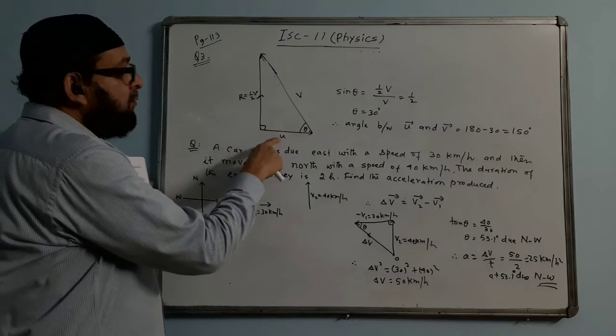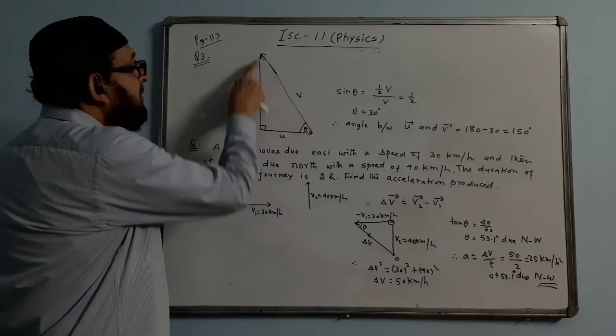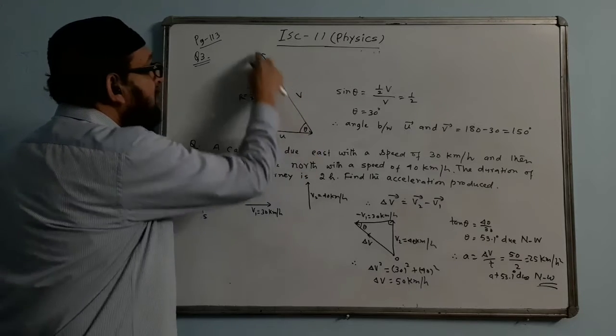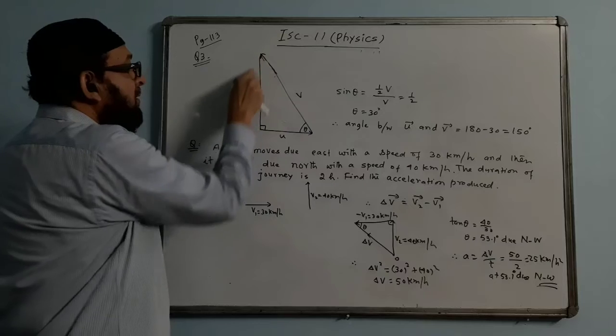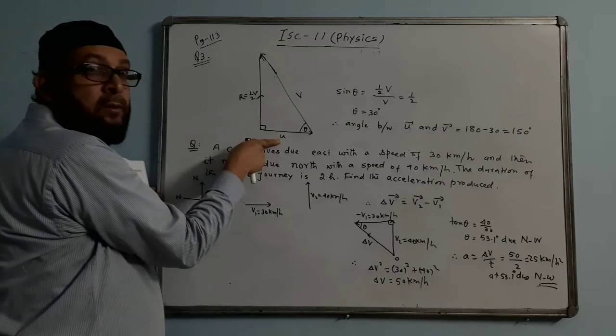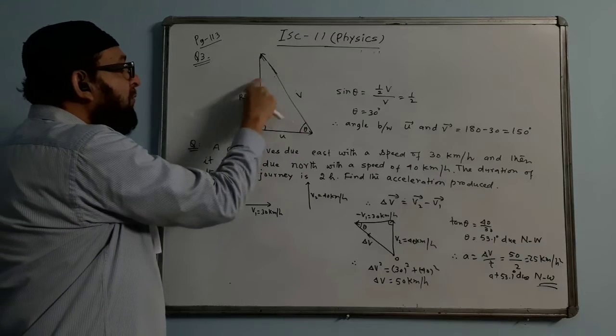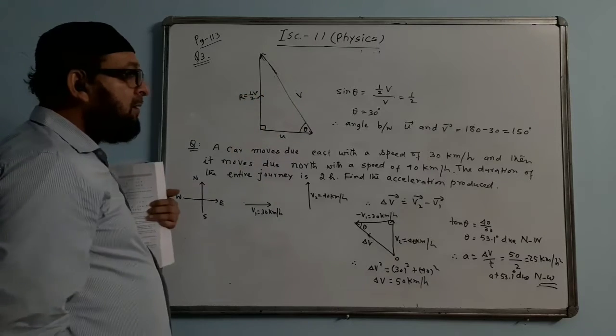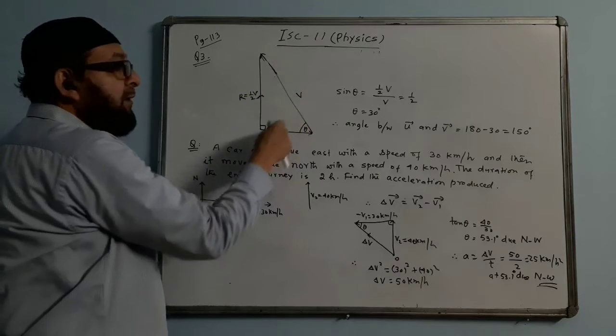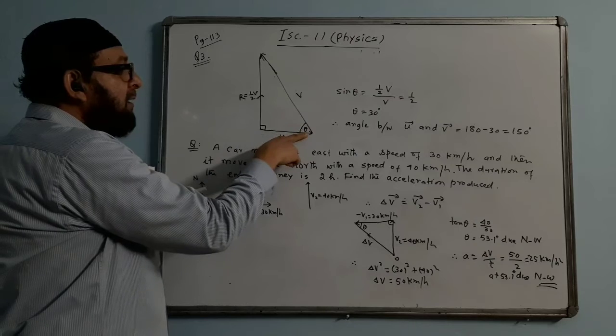The question says the resultant of the two vectors u and v. This is the resultant in the triangle like this. The resultant is perpendicular to u and its magnitude is half of v, that is 1 by 2 times v. You have to find the angle between the vectors u and v. I will calculate this angle theta.